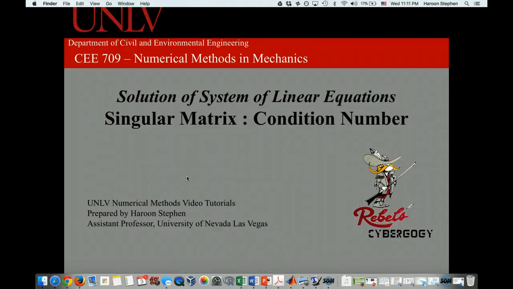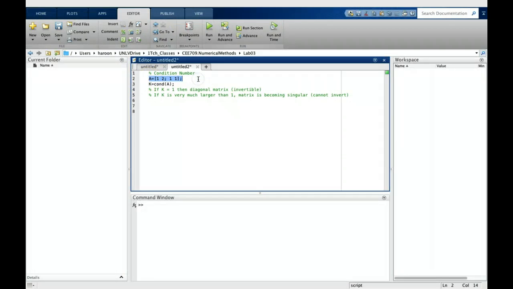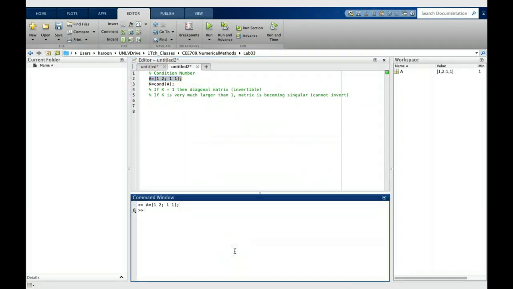This tutorial briefly describes what a singular matrix is and how to determine ill-conditioned matrices using condition number. Let's look at a simple matrix A, which has 1 2 in the first row and 1 1 in the second row.